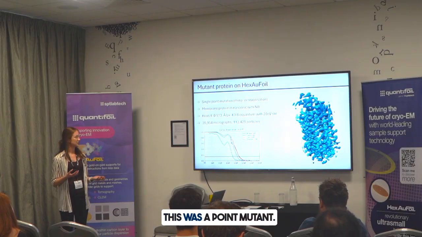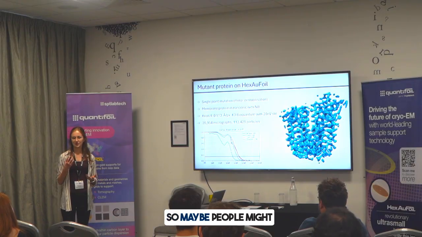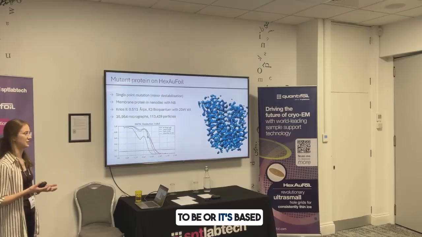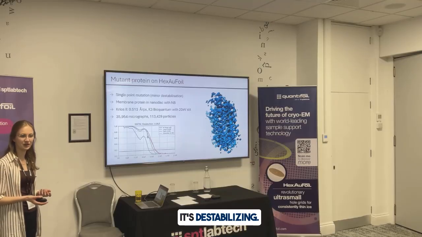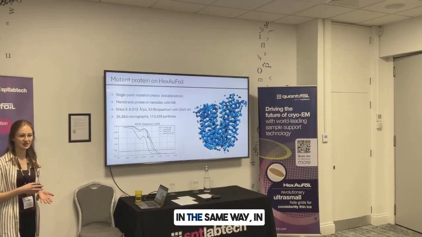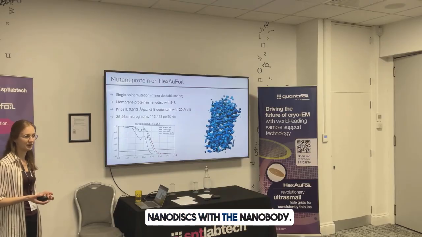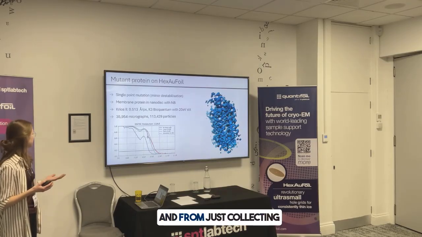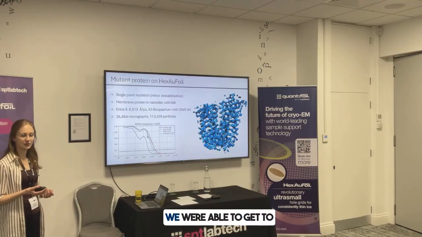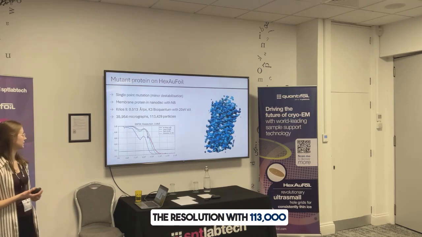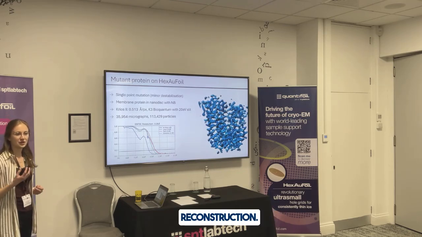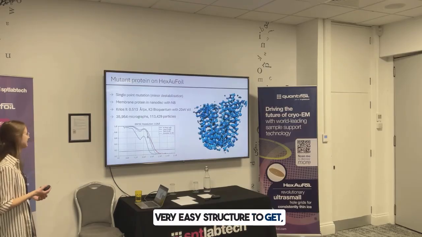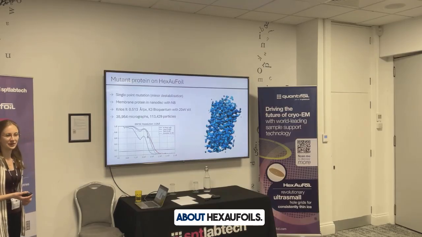This was a point mutant, so maybe people might suggest it's a stabilizing mutation, but no, based on biophysical analysis, it's destabilizing. The protein was prepared in the same way in nanodisks with the nanobody, so we take them as equal samples with the wild type. From just collecting under 36,000 micrographs, we were able to get to this resolution with 113,000 particles in the final reconstruction. This was very unexpected, but actually a very easy structure to get, and made us very excited about HexAuFoils.